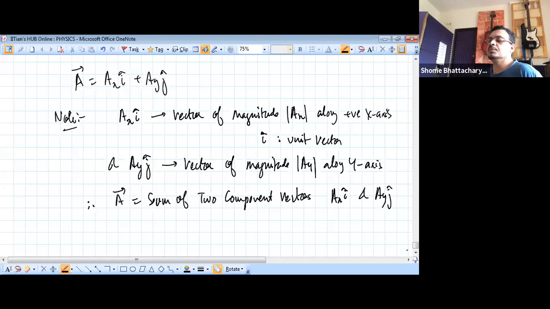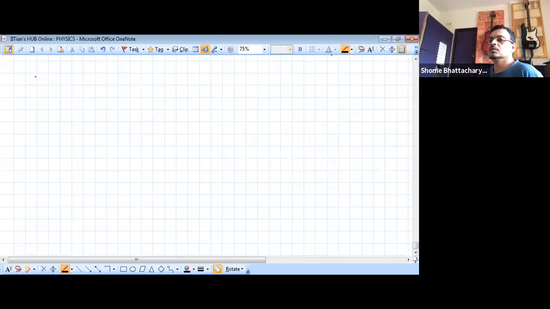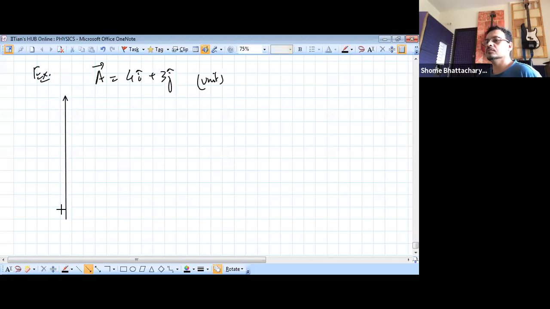So let us understand this as an example. Suppose I have the vector A as 4 i cap plus 3 j cap in whatever unit. Could be newtons for force, could be meters for displacement, whatever. Now देखो, with respect to my x and y axis, with respect to this xy system, अभी i cap कैसा है? It's a unit vector in this direction. और j cap क्या है? It's a unit vector in this direction.